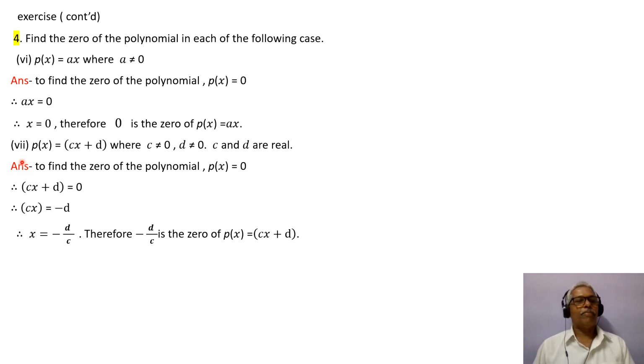Very simple. And last one, yes, it is the last one. px equal to cx plus d, where c is not equal to 0, d is not equal to 0, and c and d are real numbers. Answer: to find the 0 of the polynomial, px has to be equal to 0. Therefore, cx plus d is equal to 0. So transfer this d on this side, sign will change. So cx equal to minus d or x equal to minus d upon c. Therefore, minus d upon c is the 0 of px, which is equal to cx plus d.